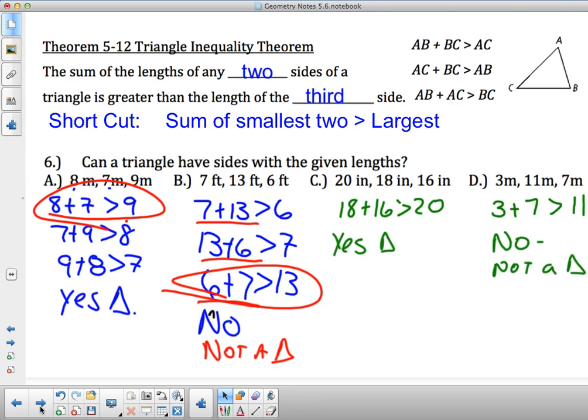That's it. Go to the smallest two. Do they add together to be bigger than the largest? Not equal to. Can't be equal to. It's got to be bigger. Okay?